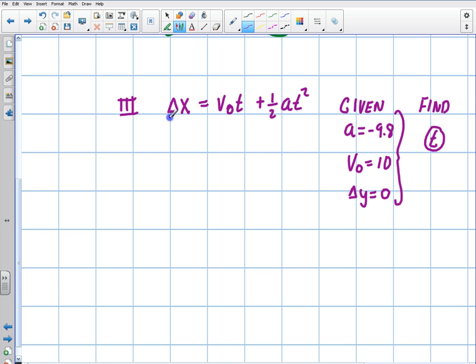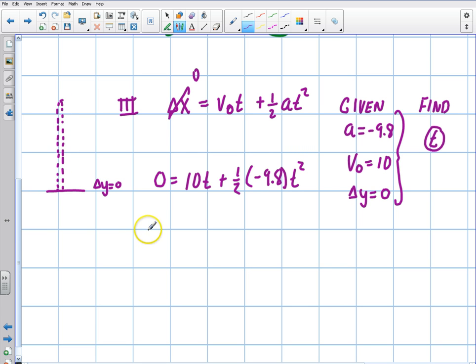So let's go over to our equation. Well, this delta y is in this case going to drop to 0. So I'm going to have 0 equals v0t, which is 10, plus 1/2 times negative 9.8 times t squared. And let me just draw for you what that would look like. The reason we would have a delta y of 0 is because I'm going to throw something up. It's going to come all the way back, and I'm going to have a delta y of 0. And so in this case, it's pretty simple.